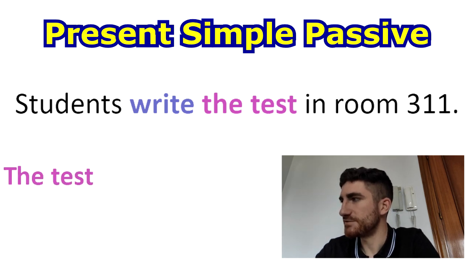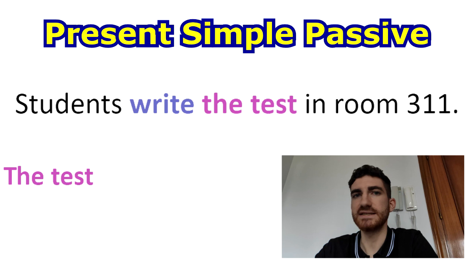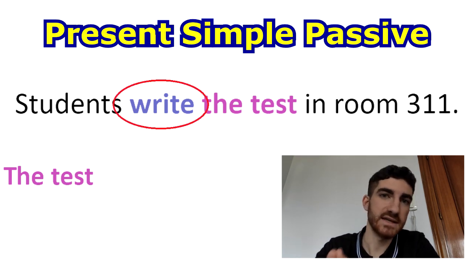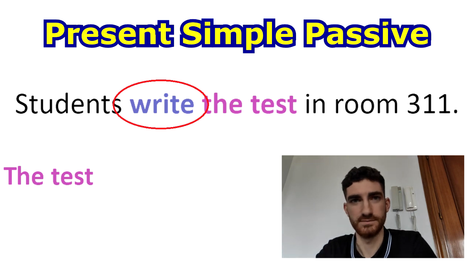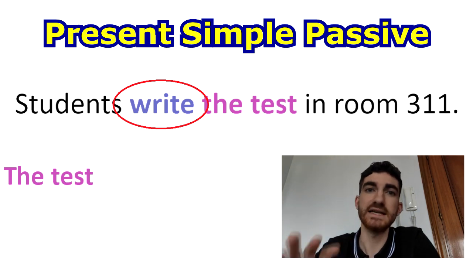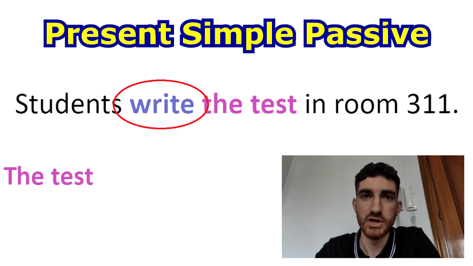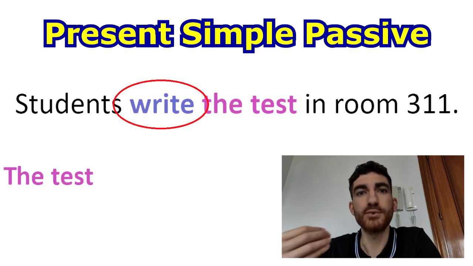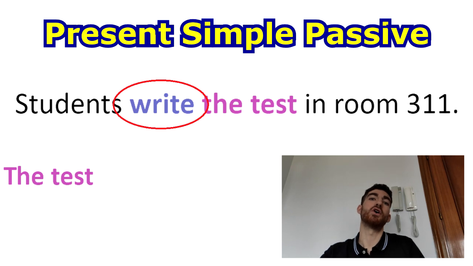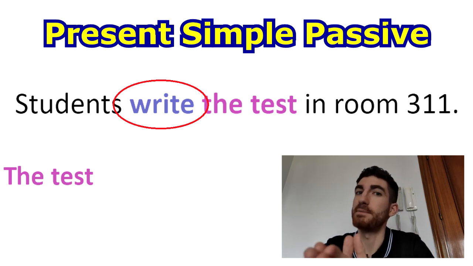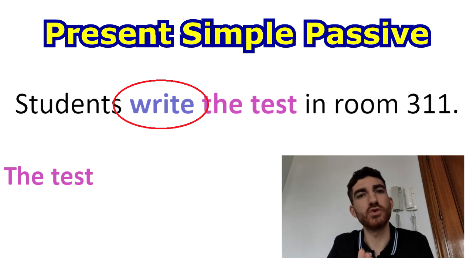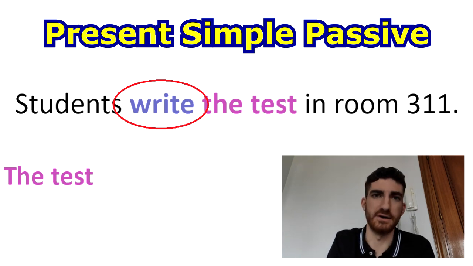Then we have to identify the verb. In this case, the verb is write. What is write? Present simple or past simple? Very good. Write is present simple. So we have to write the verb to be in present simple. Oh, we have a problem. We don't remember what the present simple of the verb to be is. Okay, no problem. Let's watch a song for first graders.